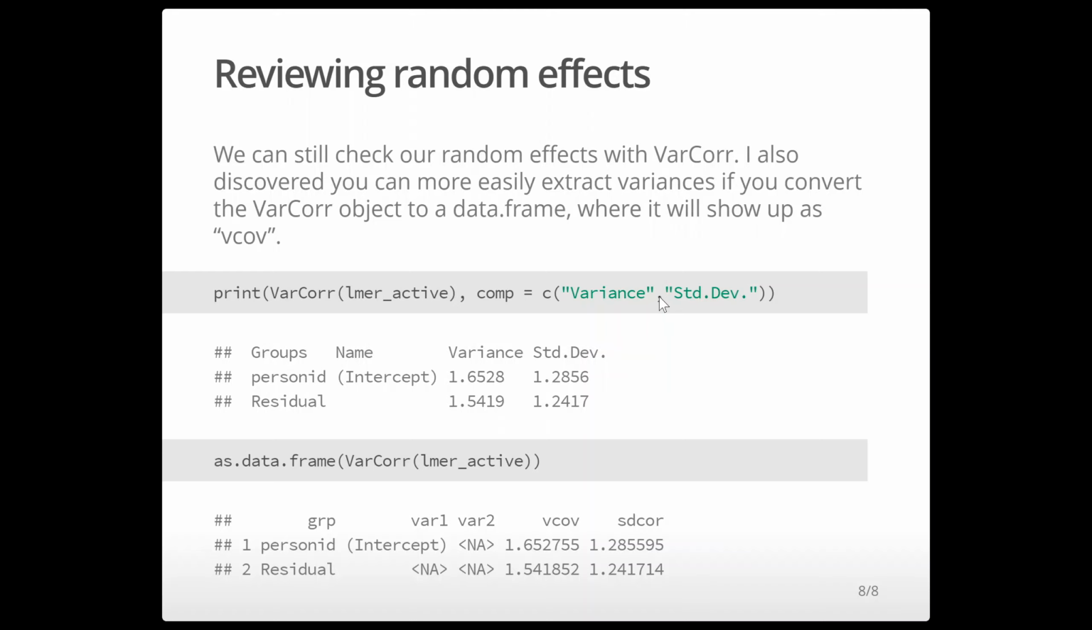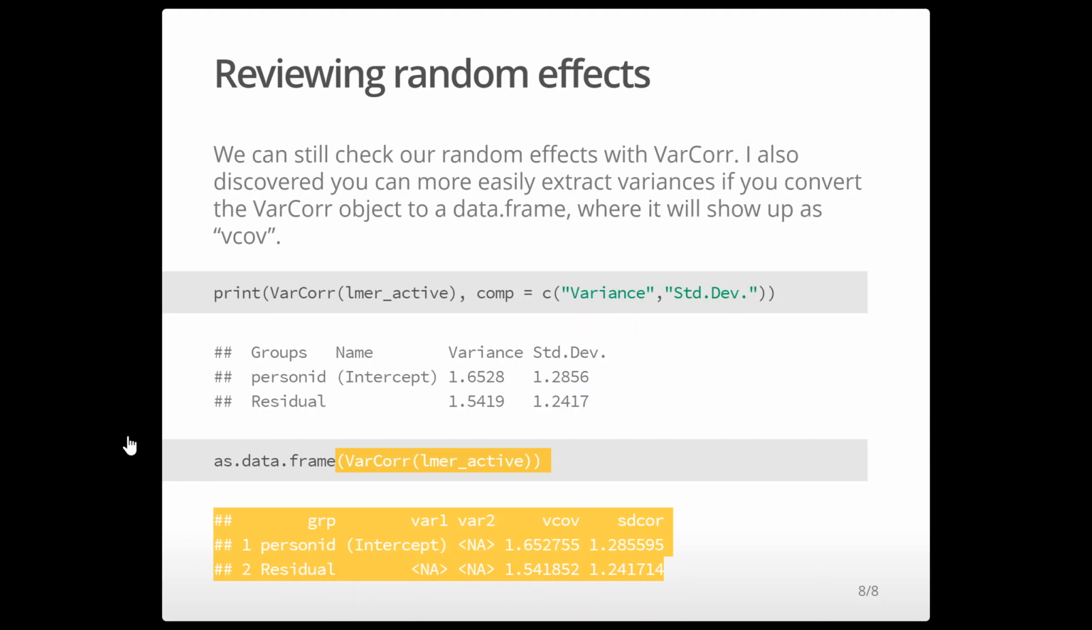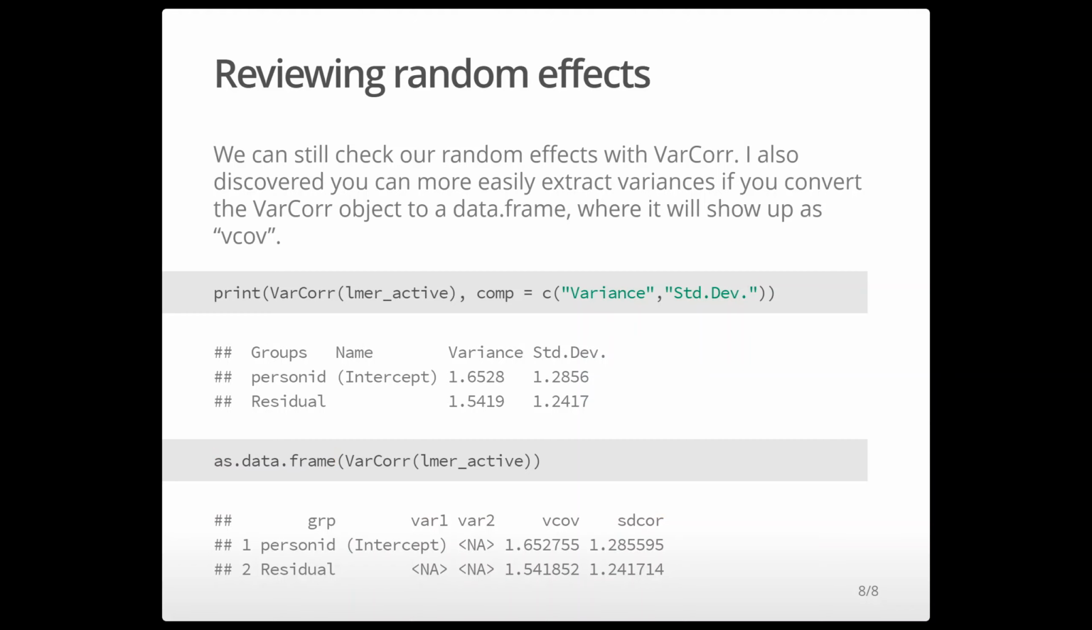In the meantime, we can go back and review our random effects, and this is just like we looked at with the unconditional model. We can use the VarCorr function to extract these. And as before, you can print them and then use comp equals variance to have it printed in variance units. Also notice that if you output the VarCorr function call as a data frame, if you call it as data frame, it will give you the variance under this vcov option.